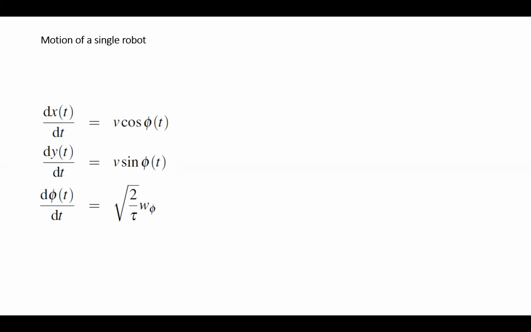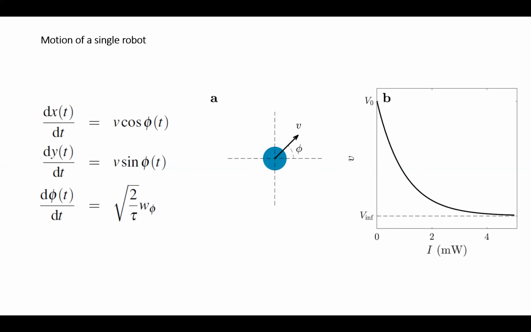Okay, we have a definition of the motion of a robot. We have small robots that go in 2 dimensions with a velocity, and just like an active particle, they have an orientation that changes over time randomly. We scale this randomness by a coefficient which is inversely proportional to tau.